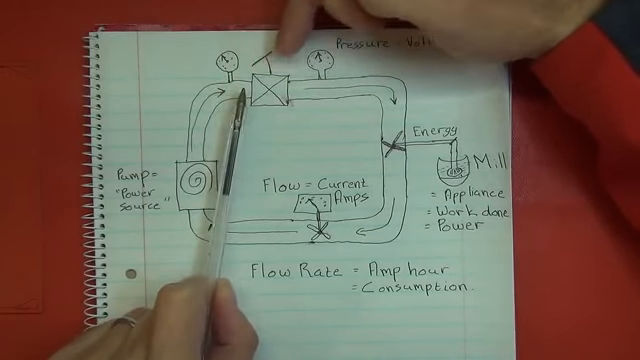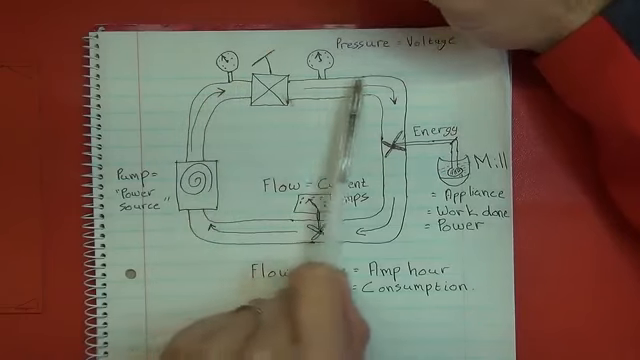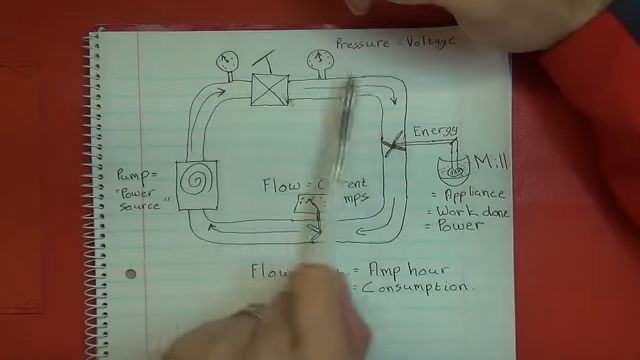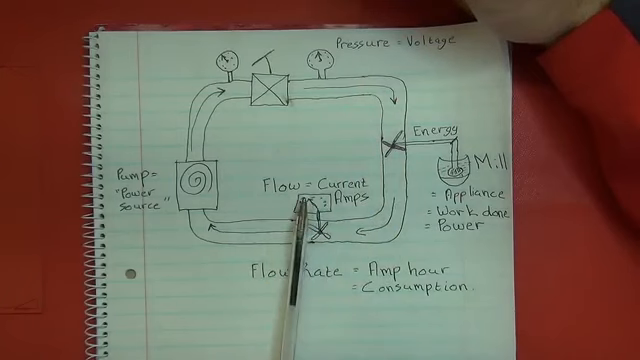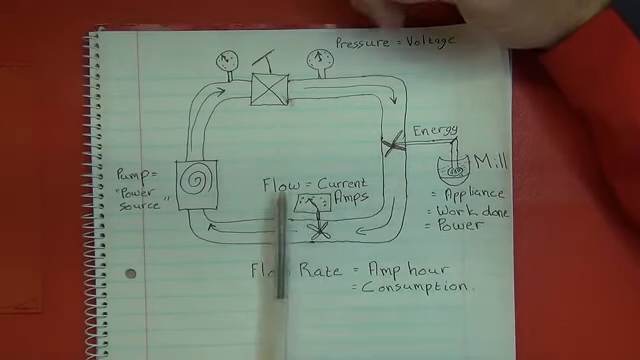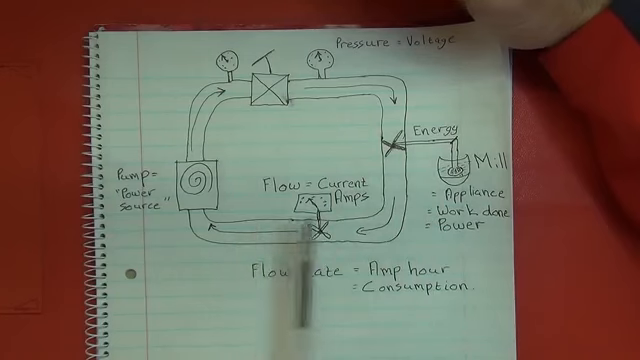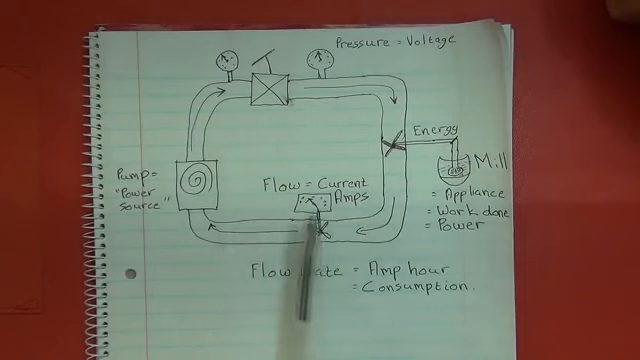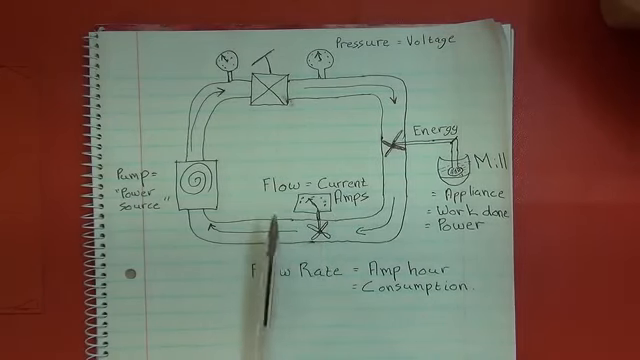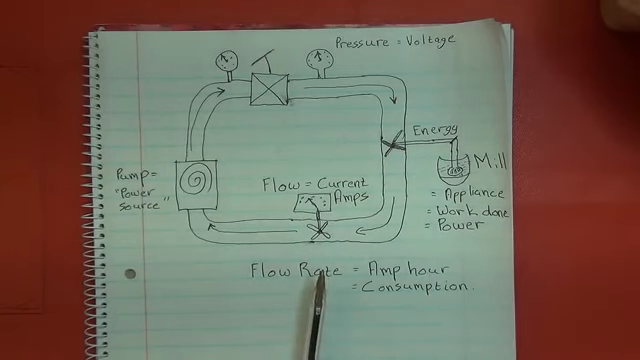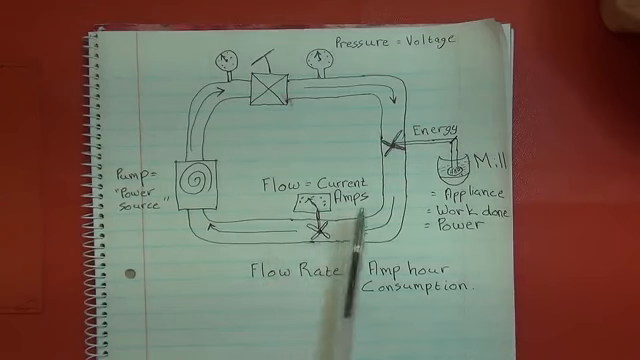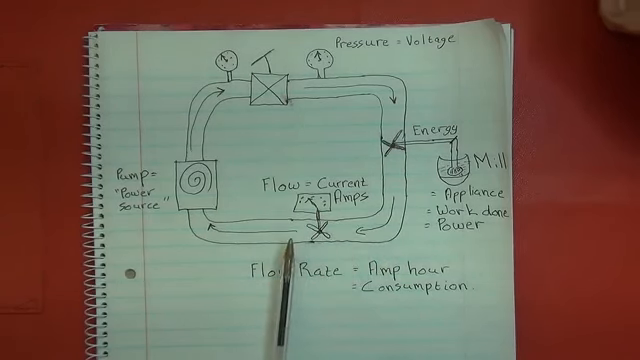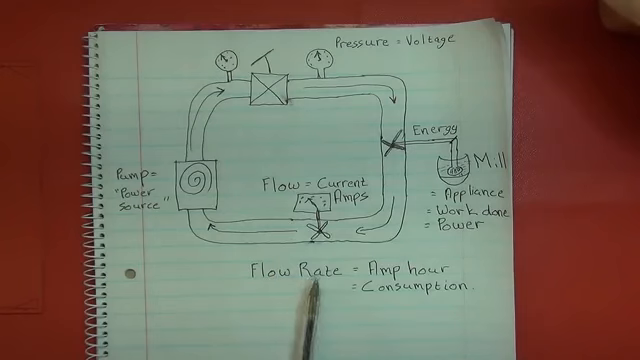When you start opening this valve, that starts allowing the water to flow. Then when you've got flow, you've got current. And current is amps. So flow through a circuit is current, which is amps. Now there's something important also to note about flow. When you start talking about flow rate, rate implies time. And as soon as you start adding time to the equation, then you're talking about consumption, or amp hours.